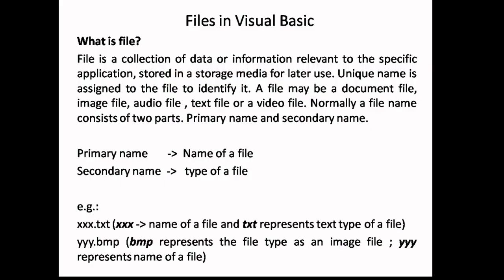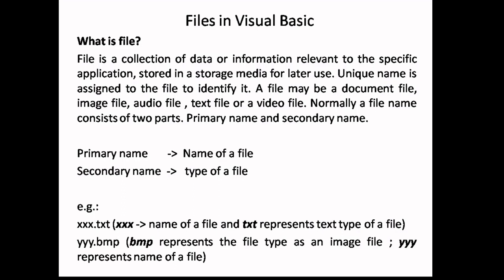Before moving on to the topic, let us first define what a file is. A file is a collection of information related to a particular application. A file may be stored in a storage device. The storage device may be a hard disk drive, CD, flash drive, pen drive, whatever it may be. Any kind of storage media can be used to store the contents of a file.